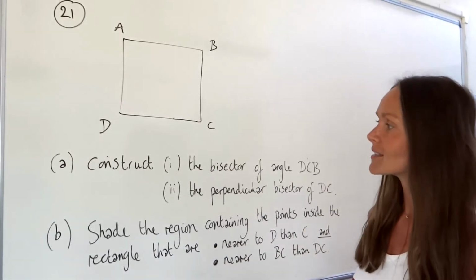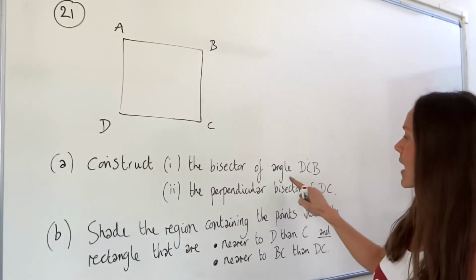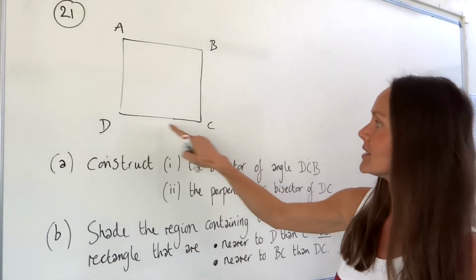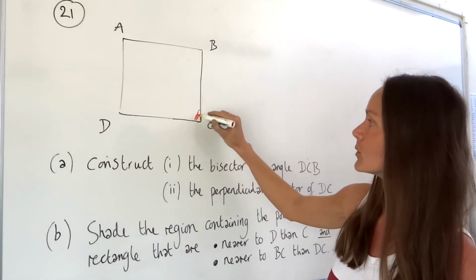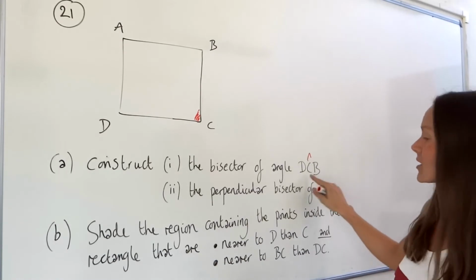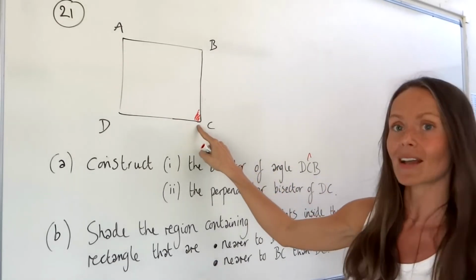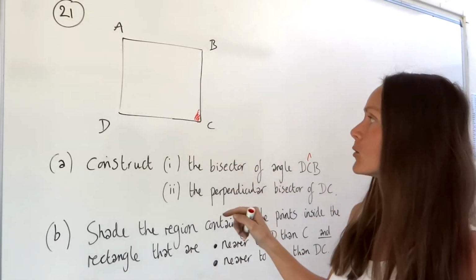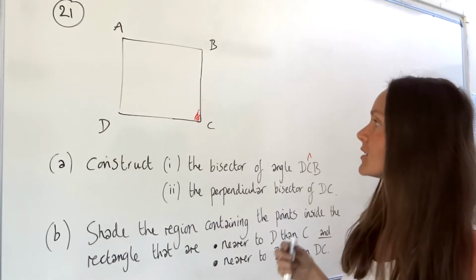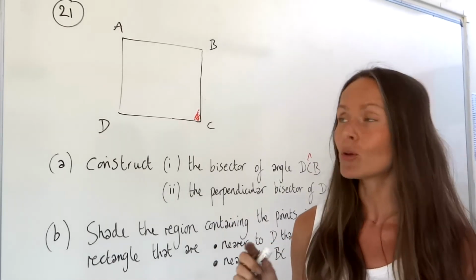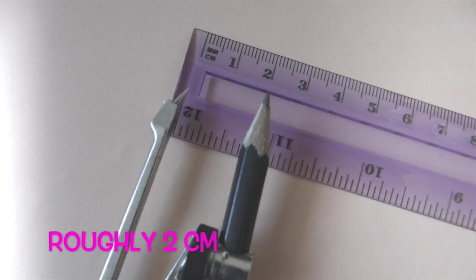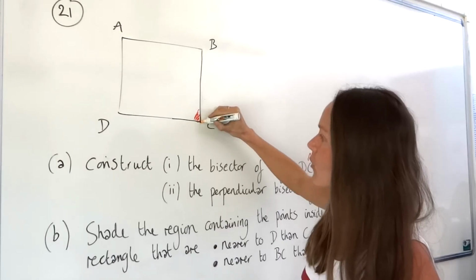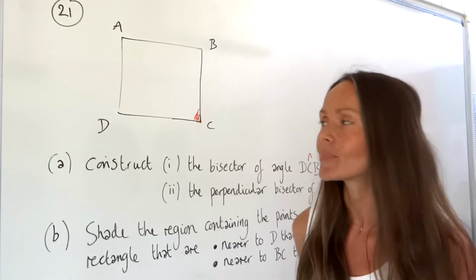For part A, it says construct the bisector of angle DCB. DCB is this angle here. It's the middle letter C, so we have to bisect angle C. Bisect means cut in half, and to cut the angle in half, you need to put your compass quite small, roughly 2 centimetres, and put the point of your compass on the angle you're bisecting, C.